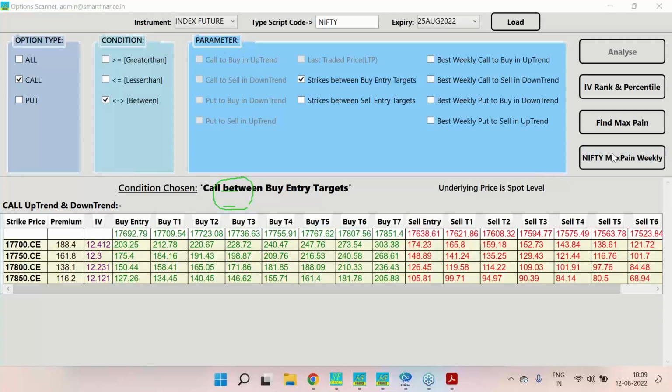So now earlier when you have seen, it was coming 16,000 17,587. Now it is telling that 17,693 above, the calls must be bought, and 17,639 below, the calls should be sold. So this is the level.